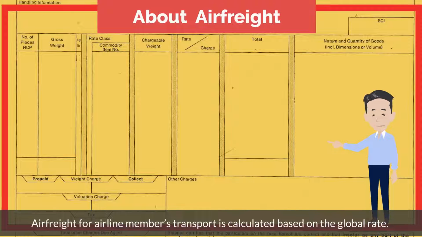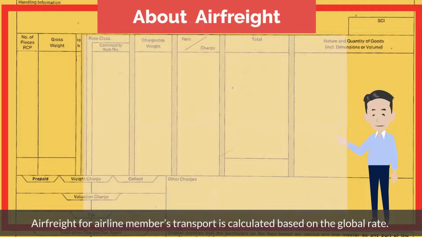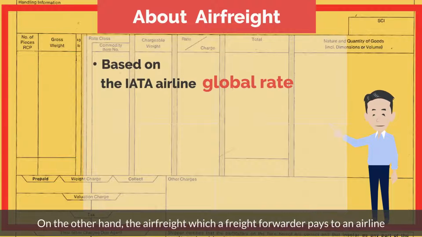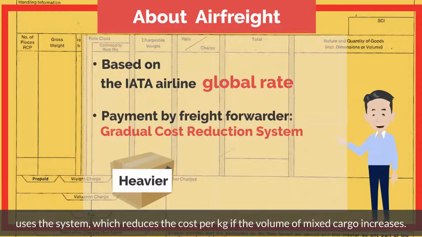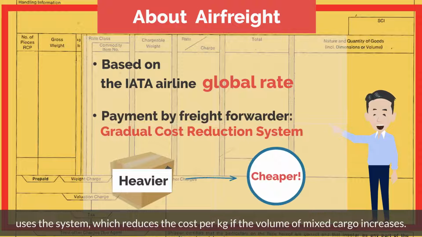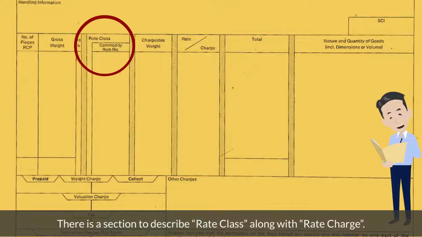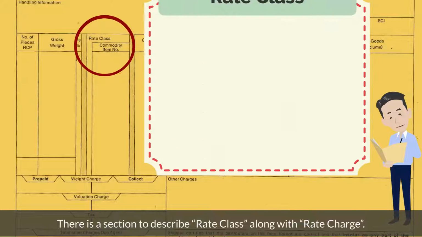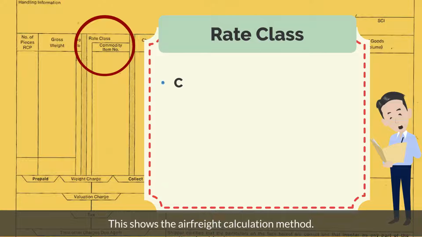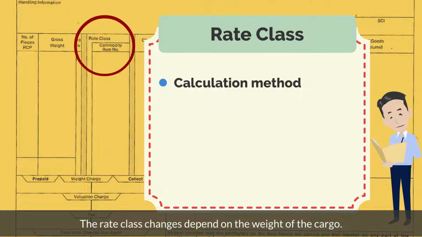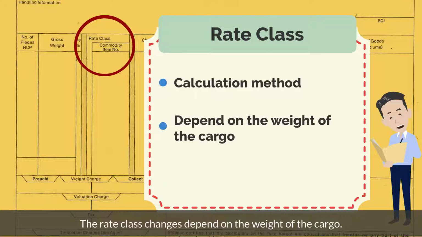Air freight for airline members' transport is calculated based on the global rate. On the other hand, the air freight which a freight forwarder pays to an airline uses the system, which reduces the cost per kilogram if the volume of mixed cargo increases. There is a section to describe rate class along with rate charge. This shows the air freight calculation method. The rate class changes depend on the weight of the cargo.